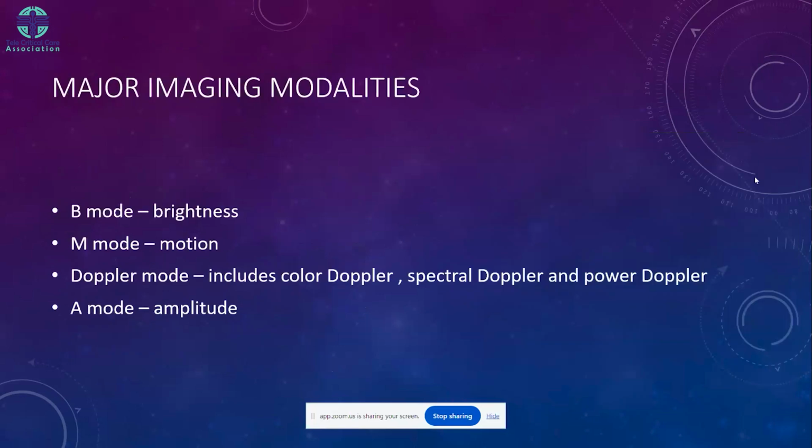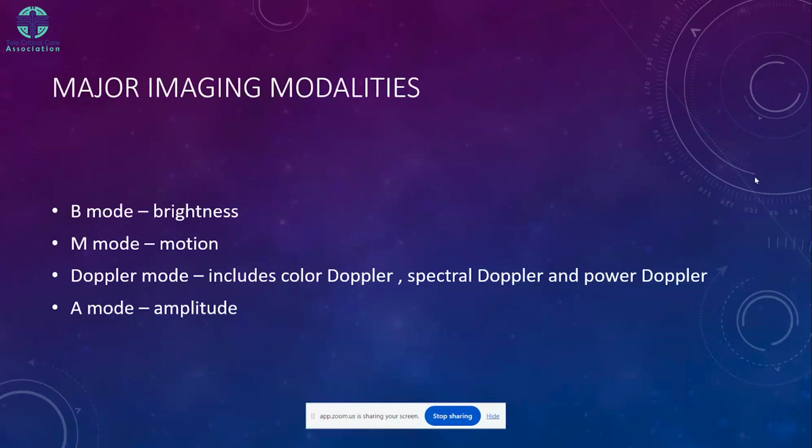What are the major imaging modalities which can be used on an ultrasonography machine? So there are four basic modes. B mode, which basically puts focus on the brightness. M mode, which focuses on the motion. Doppler mode, which includes color Doppler, spectral Doppler, and power Doppler, which will be explained in the later slides. And the amplitude mode.